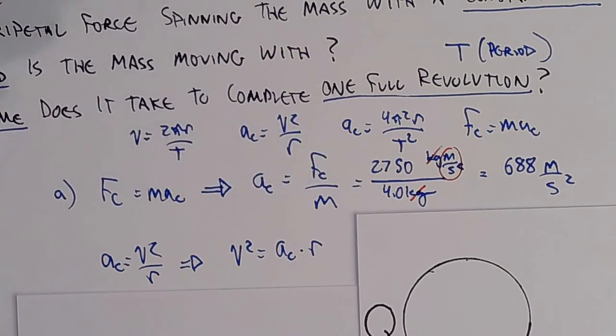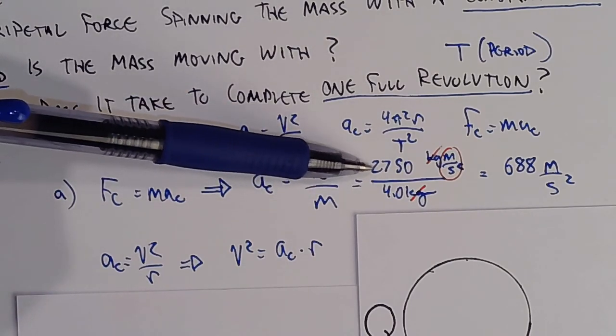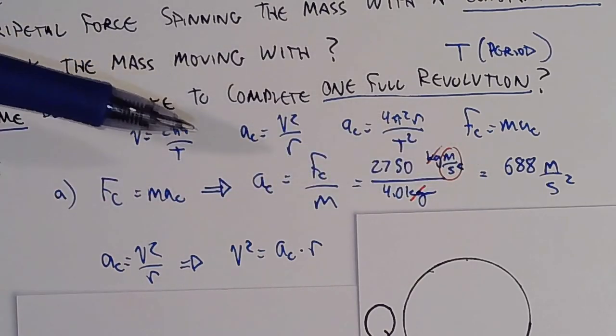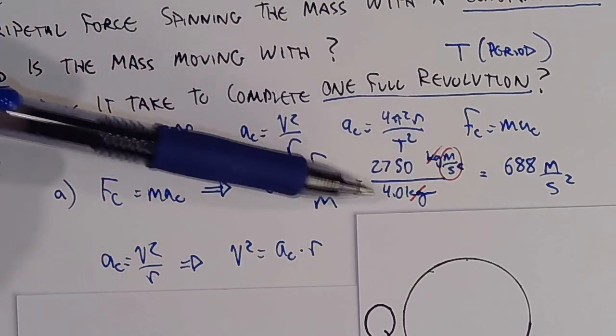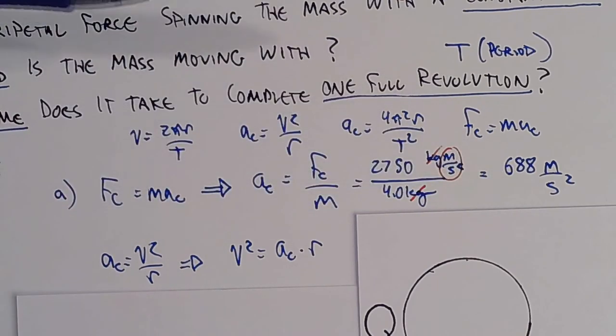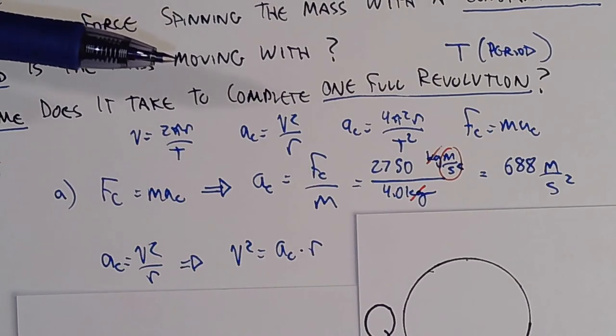When you plug into the calculator, 2750 divided by 4 gets us around 688. I'm not being super precise with the significant digits. Technically, dividing by two significant digits should give me two significant digits for my answer. So really, I should round that to 690.